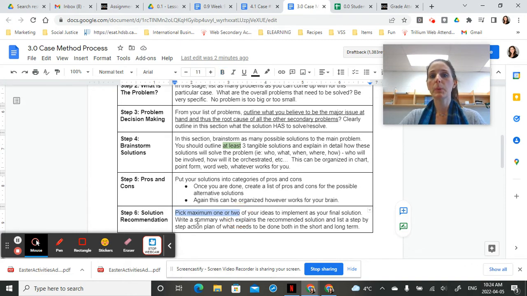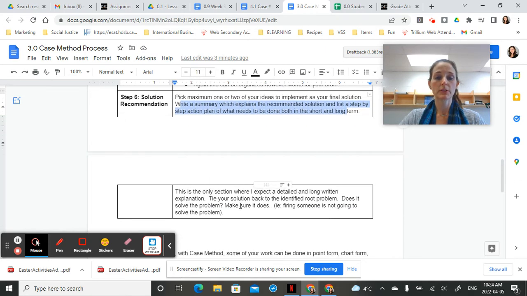In this case, this is the only section where you are required to write in full paragraph sentences, in full paragraph style, I should say. Please write a full summary which explains the recommended solution, list step-by-step action plan of what needs to be done in the short and the long term. Again, this is the only section where I expect a detailed and long written explanation.